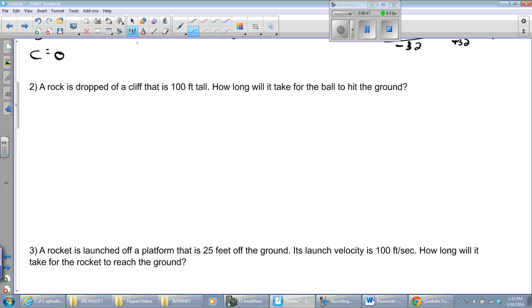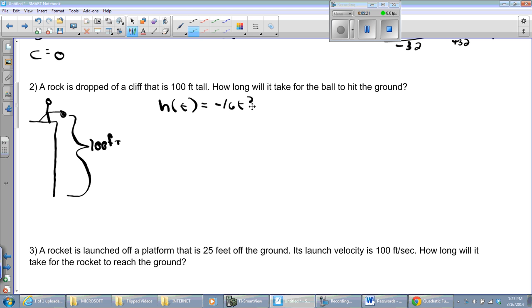Okay. Now this time we have a rock that is being dropped off a cliff. Now, the way this problem is written, some of you are going to think, okay, this is my rock here. You know, the cliff is 100 feet. Well, we're assuming that the rock is being dropped a distance of 100 feet. Okay, how long will it take for the ball to hit the ground? Well, I still have the same equation. H of t equals negative 16 t squared plus or minus v sub o t plus h sub o.